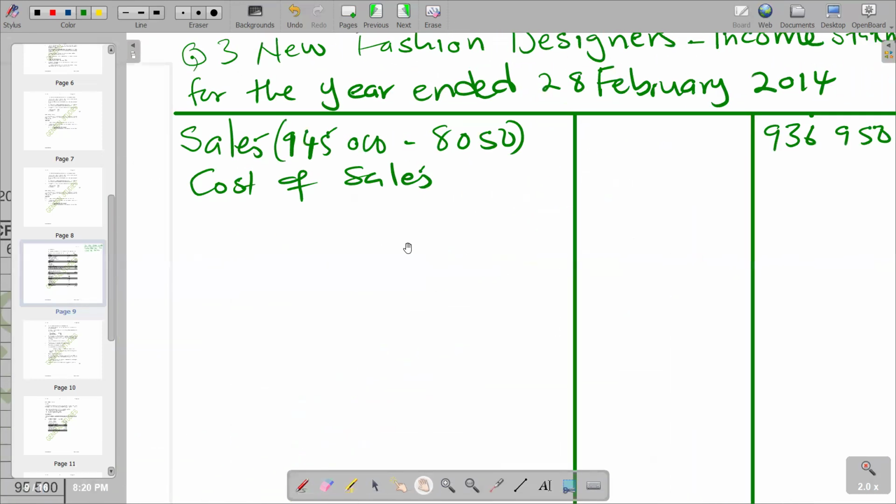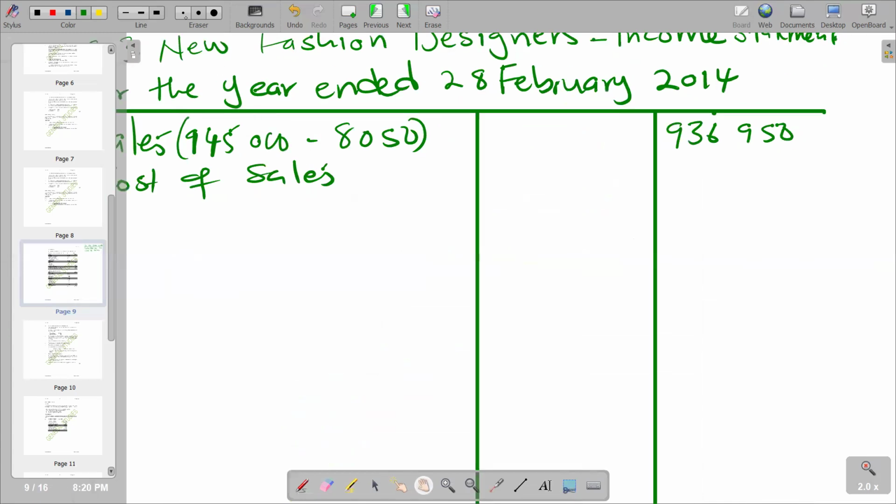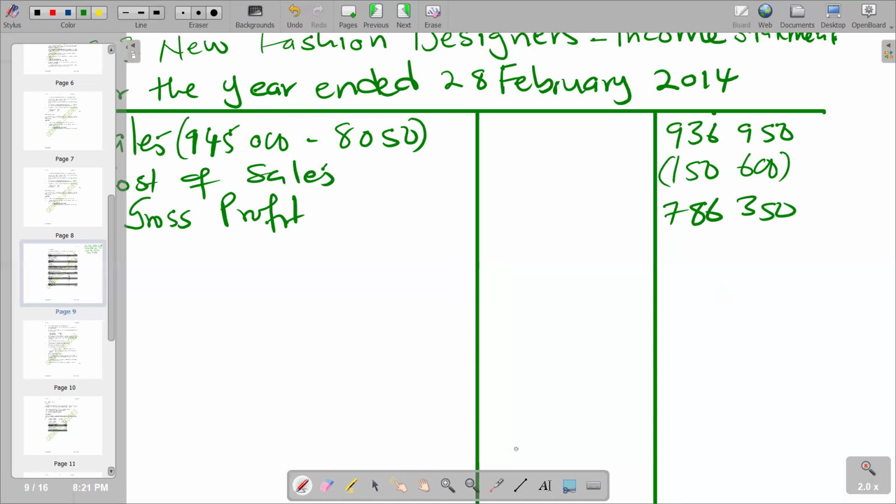So we come here and indicate it as 150,600. Remember, we subtract it from the figure we have for sales to get the figure for our gross profit. So basically we are saying 936,950 minus 150,600, and you get a figure of 786,350. And of course, you have to underline there to show that you have made a calculation.